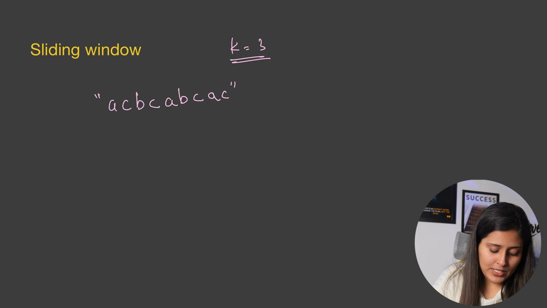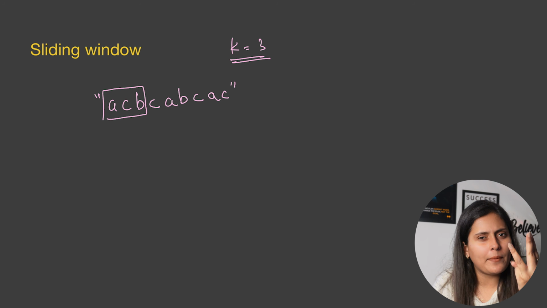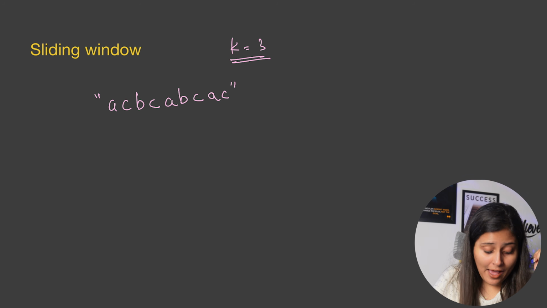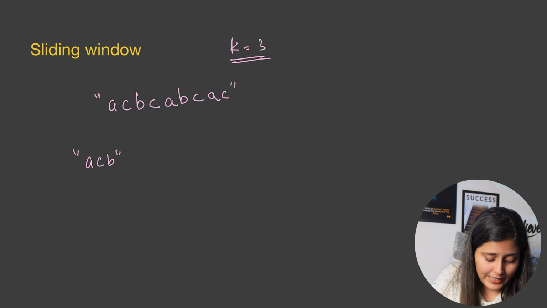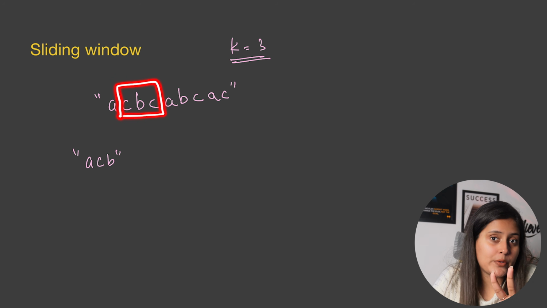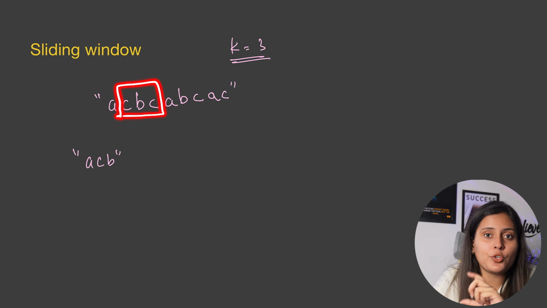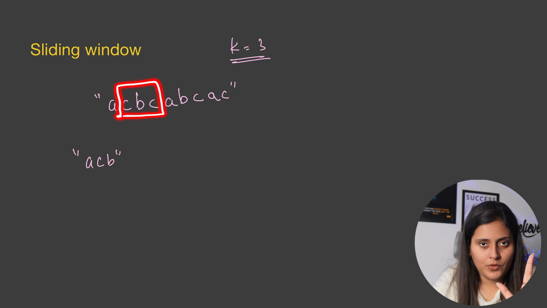So the first substring is A, C, B. So A count is 1, C count is 1, and B count is 1. So can we say we have A, C, B? Yes. Now the second time we will move to the next, CBC. CBC is our second substring. Here we can see C has 2 frequency, B has 1 frequency, and A does not have any. So we can say we don't have 3 unique characters here, so we will not count this.